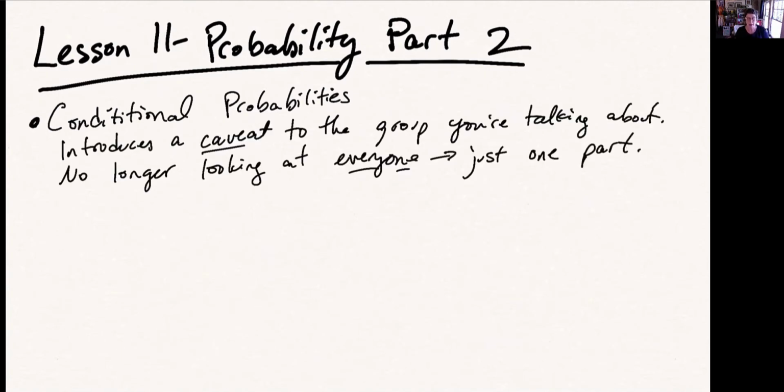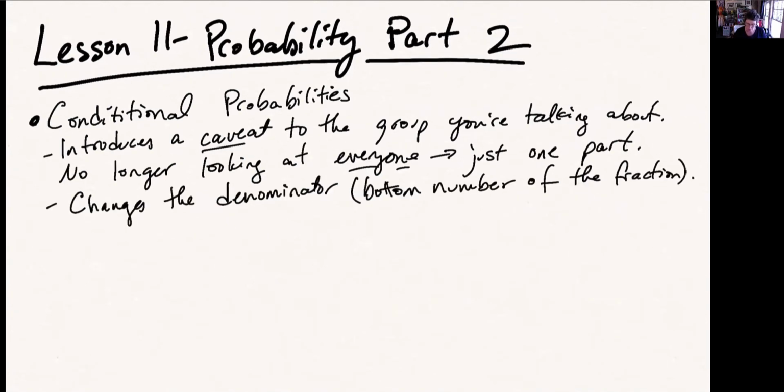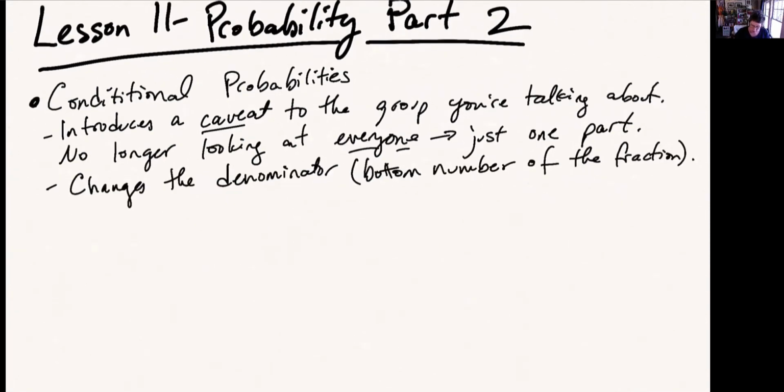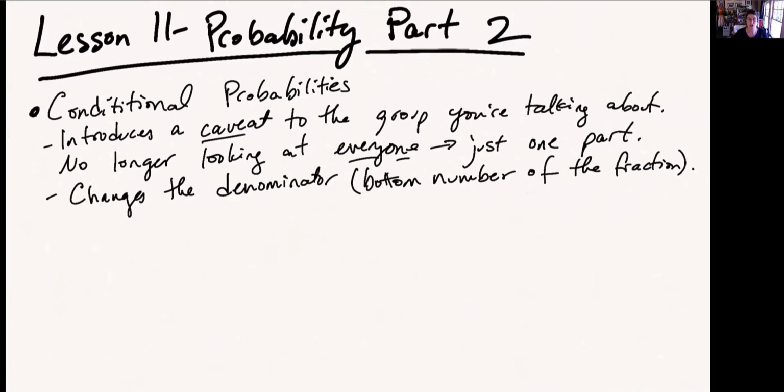Okay, so the biggest thing this changes when we're finding that probability is our denominator. That bottom number is no longer going to be everybody. It's going to be only the people in the group we're interested in. So let's look at how we write these conditional probabilities, because this denominator changing is really written into the notation if you think about it the same way I do.